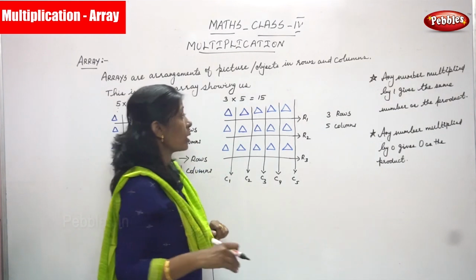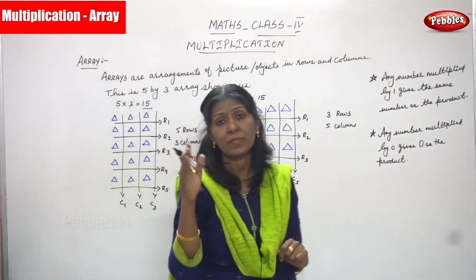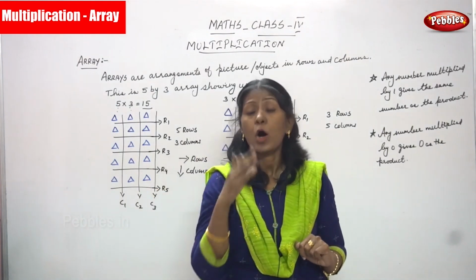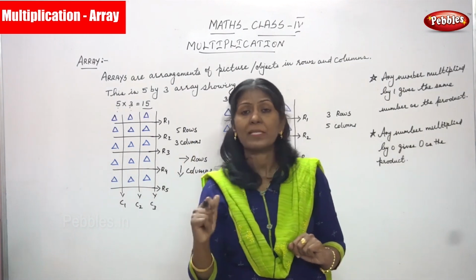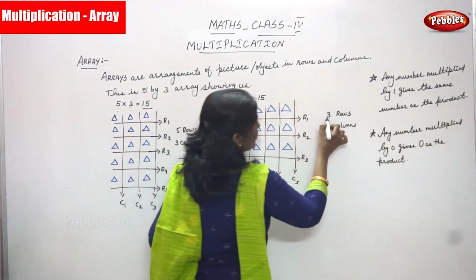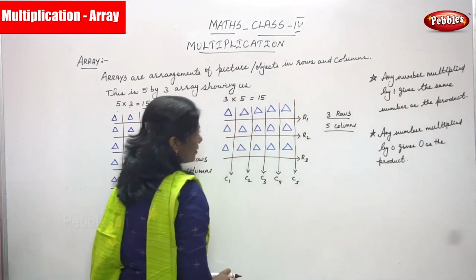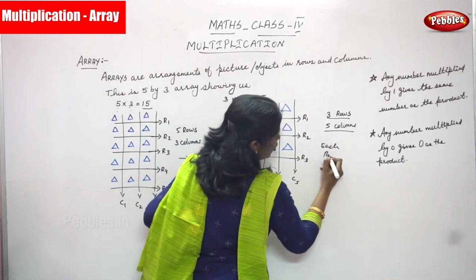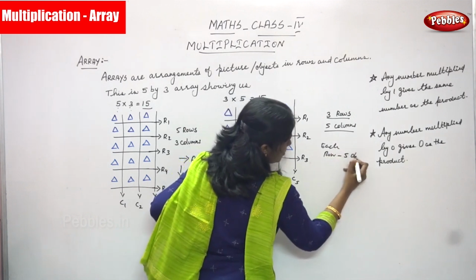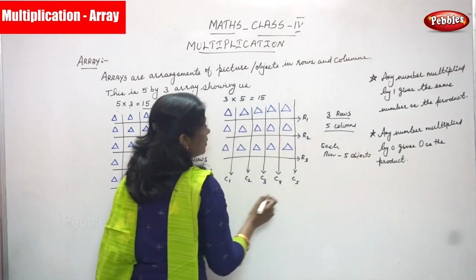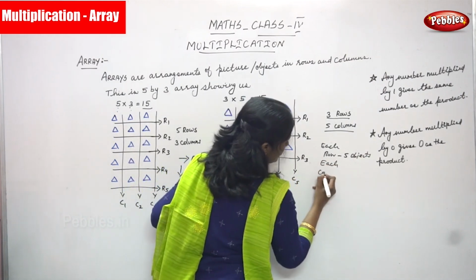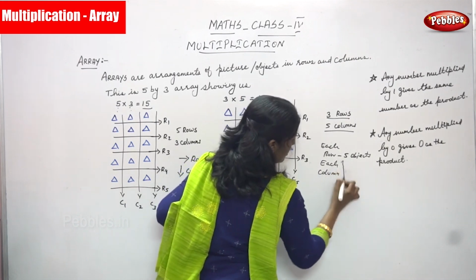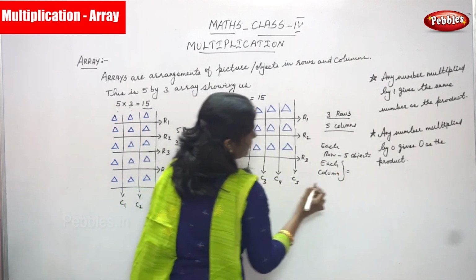So 5 columns. How many objects in each column? Only 3 objects. So there are 3 rows, each row with 5 objects, and 5 columns, each column with 3 objects. Very clearly: 3 rows and 5 columns. Each row has 5 pictures or objects, and each column has 3 objects.